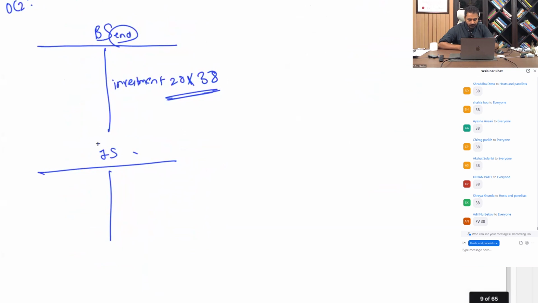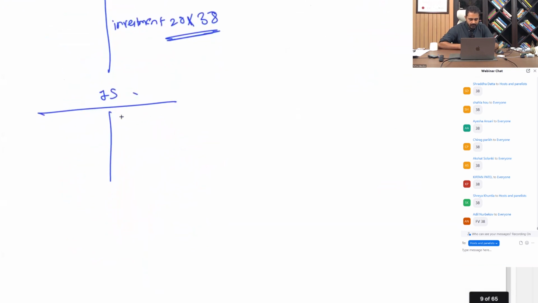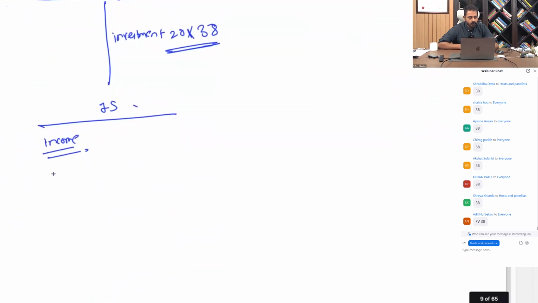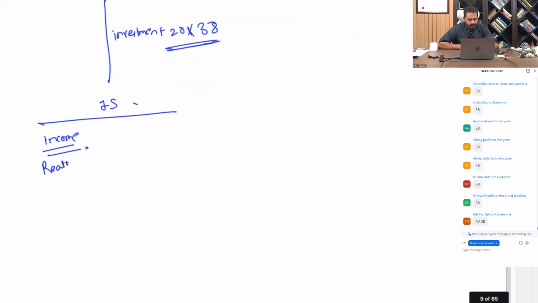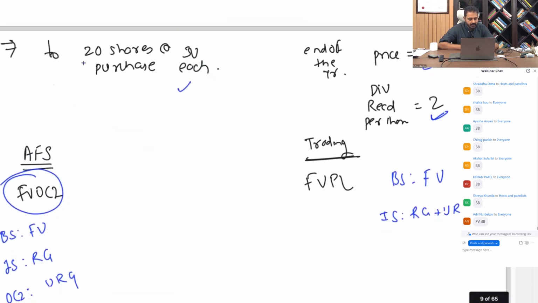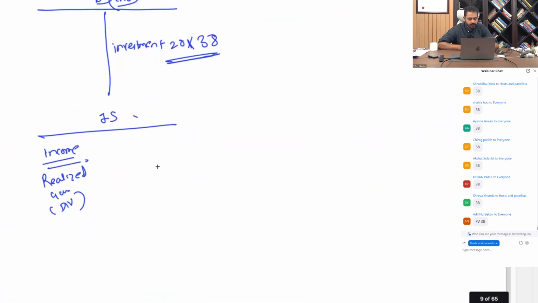Is it okay? Now, on income statement, we will show some sort of income. Now, this is the OCI method, so I'm going to show only the realized gain here. Now, what is my realized gain? Realized gain is simply the dividend. So how much dividend have I received? 2 for 20 shares. So I'm going to show a total dividend of 40.